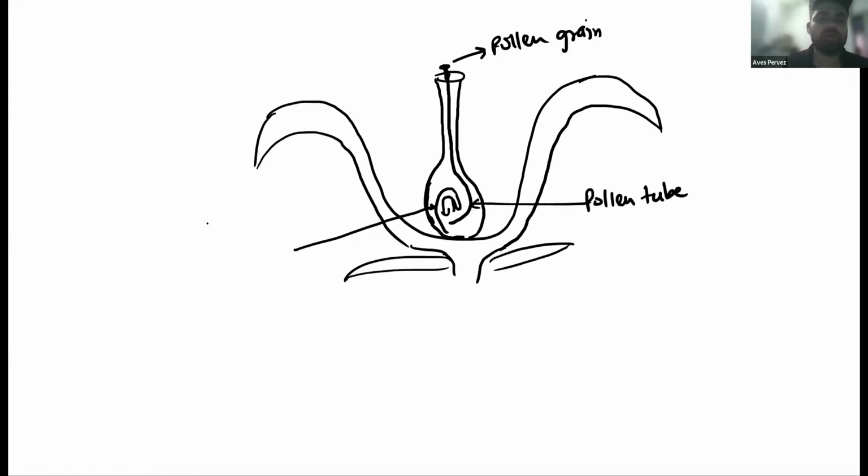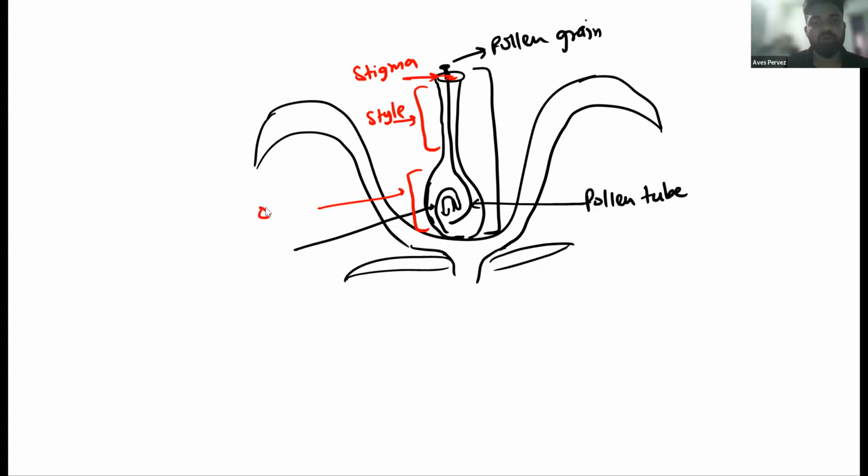This portion has three parts. The first part is called stigma. This portion is called style, and this portion is called ovary. The whole is called carpel, or pistil.